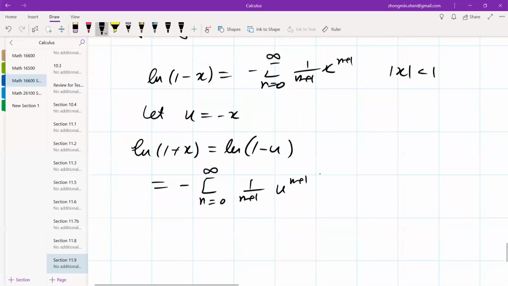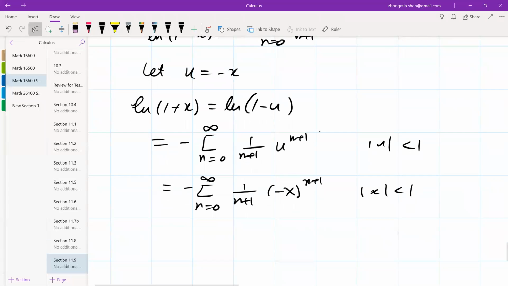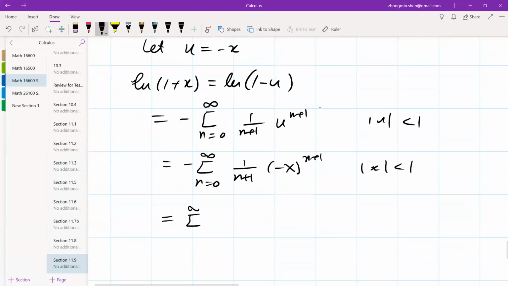Okay. So the absolute value of u is less than 1. That holds. Now what is u? You replace u by negative x, to the power n plus 1. And the absolute value of u is the same as the absolute value of x. Done. We're done. Okay. You can modify this a little bit.